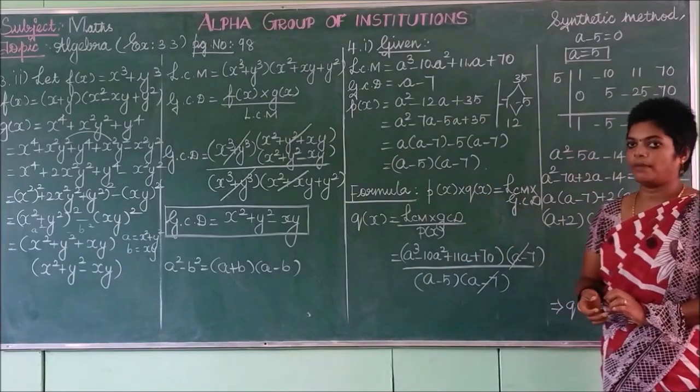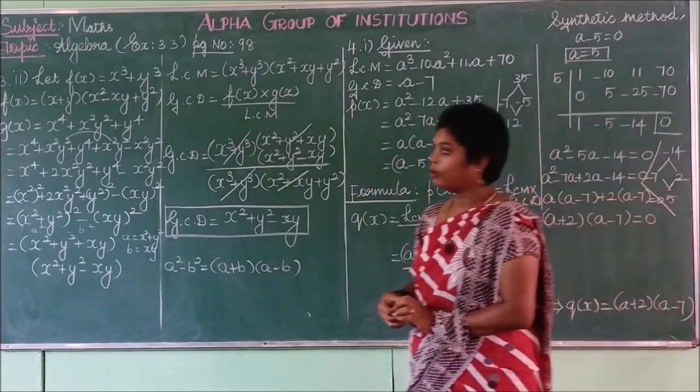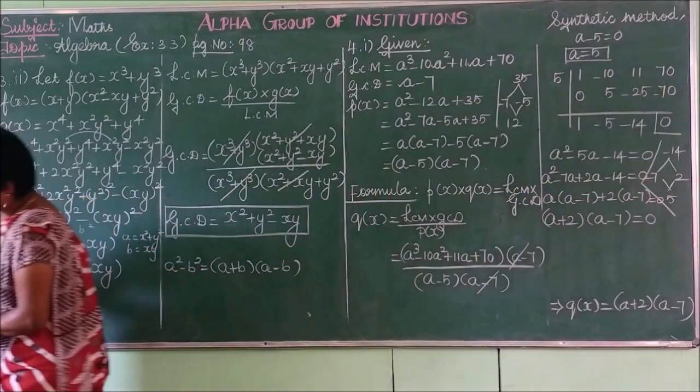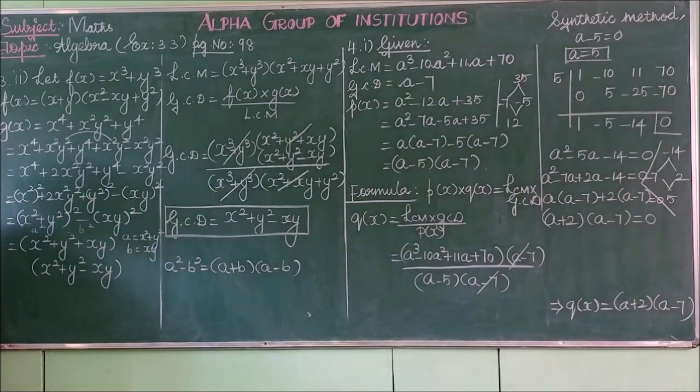Then move on to the next problem. Our next problem, see your textbook page number 98. Given the LCM and GCD of the two polynomials p of x and q of x, find the unknown polynomial in the following table. So listen to that serial number. Now we are going to do the first problem. LCM value is a cube minus 10a squared plus 11a plus 70, and GCD is a minus 7. P of x is a square minus 12a plus 35. You have to find the q of x.